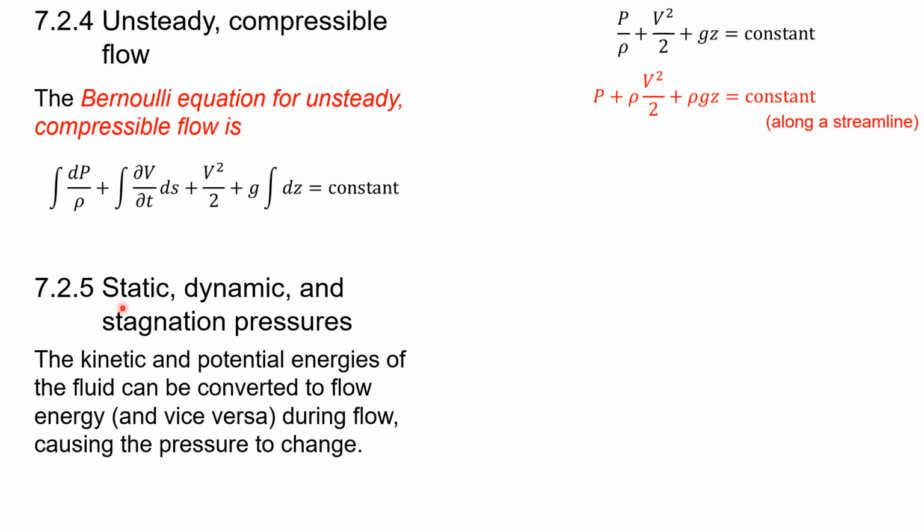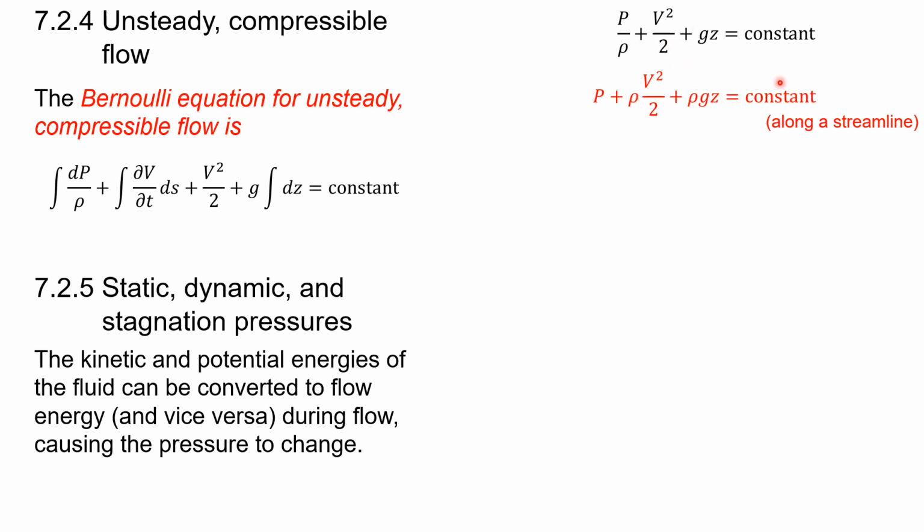7.2.5 Static, dynamic, and stagnation pressure. This is related to Bernoulli's equation, which we know is divided into three parts. So how can we relate the pressures for this Bernoulli's equation? The kinetic and potential energies of the fluid can be converted to flow energy, and vice versa, during the flow, causing the pressure to change.